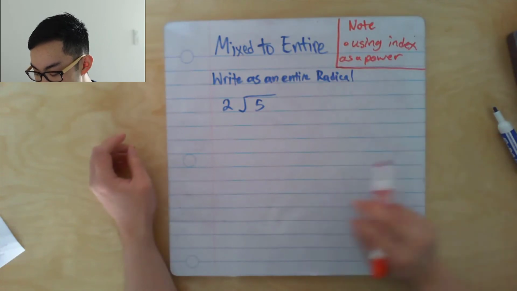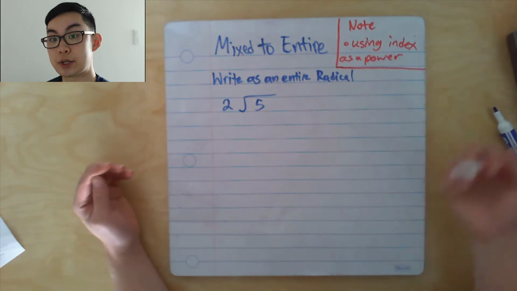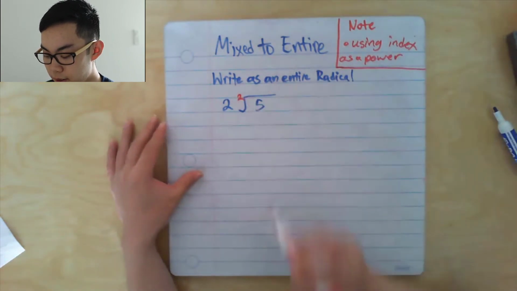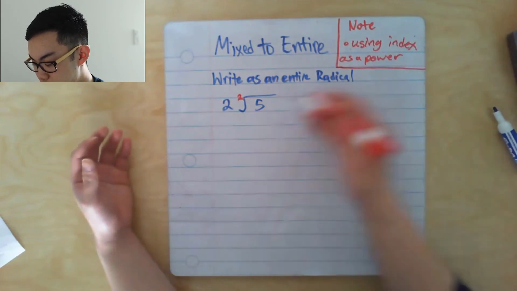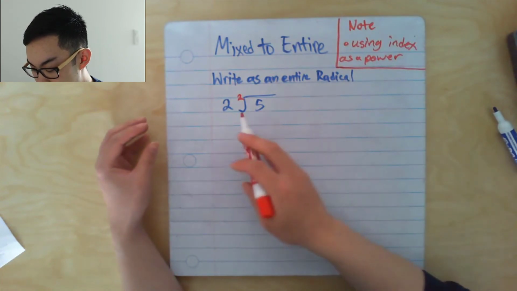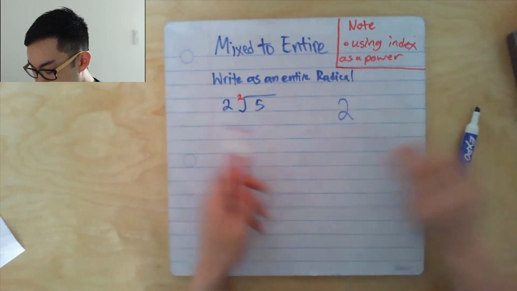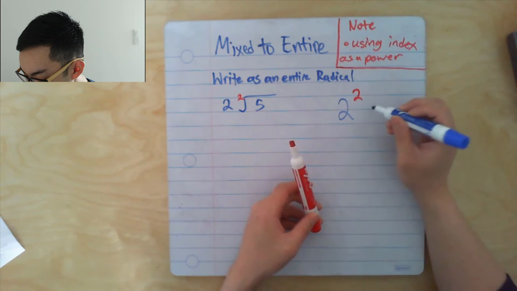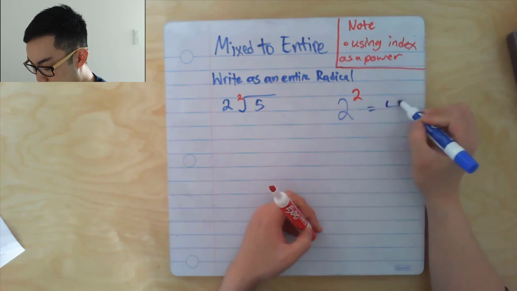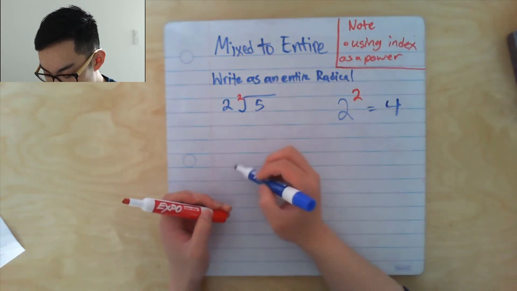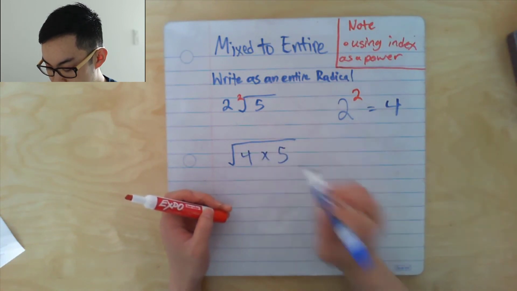Well, in this question, we're writing 2 root 5 as an entire radical. And remember, the index here is invisible, so we're writing that as 2 square root of 5. And so, when we're converting this into an entire radical, we're using the index as a power. So let's see how that works. I know that 2 squared is the index. The 2 is the index. So I'm going to be left with 4. And so when I bring that in, I'm going to have the square root of 4 times 5.